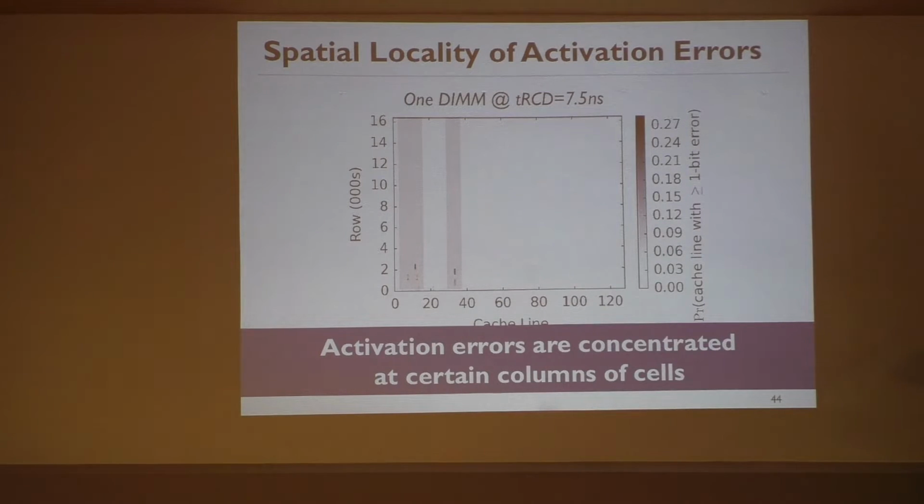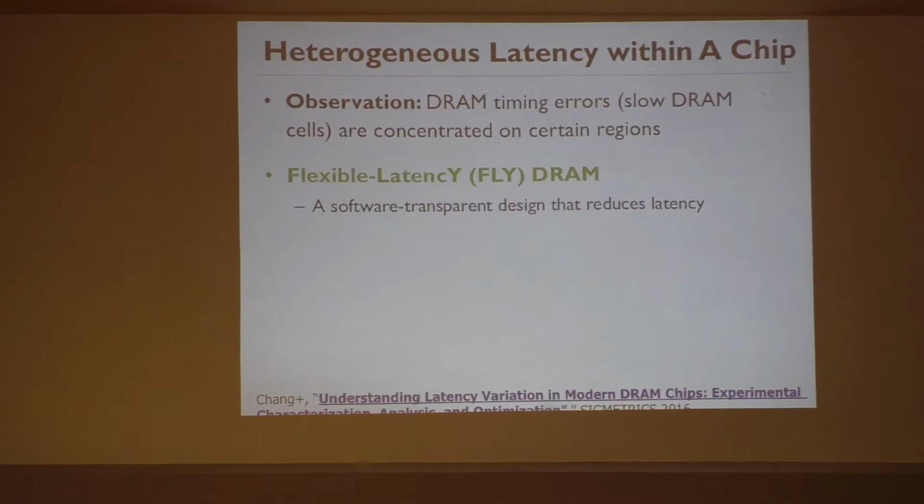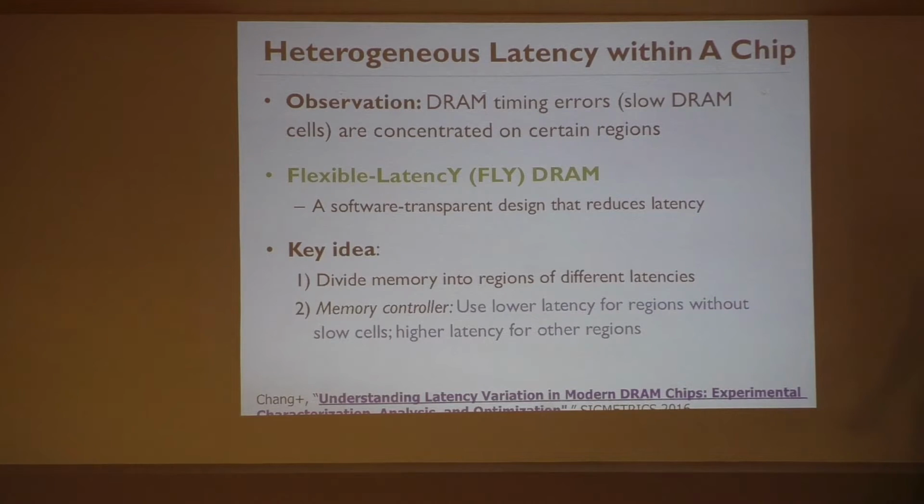That's the basic idea, a very simple idea in the end. And this paper has a lot of analysis of real DRAM chips to show how these errors happen in real DRAM chips. Okay, so basically it's a software transparent design that reduces latency. It's called flexible latency DRAM. You divide the memory into regions of different latencies, and the memory controller uses lower latency for regions without slow cells and higher latency for other regions.